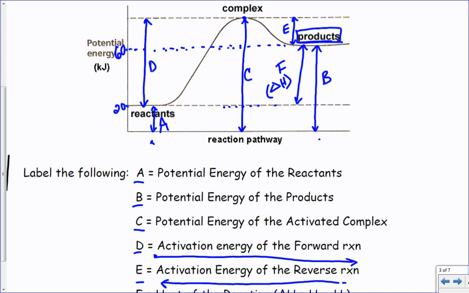Okay. Now, the tricky part on one of these graphs also is that this A can be drawn. Let's see if it'll grab it.